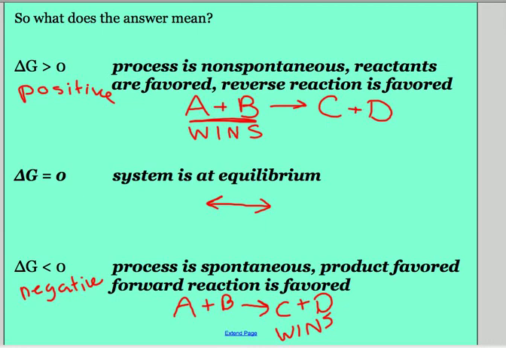If Gibbs is 0, you're at equilibrium, which means both are happening simultaneously. And if your Gibbs is negative, then you are spontaneous. That means your products are more stable and your forward reaction is going.